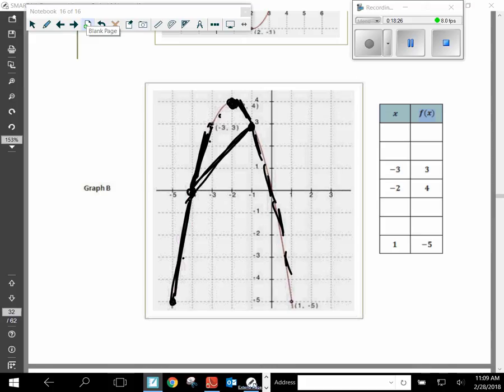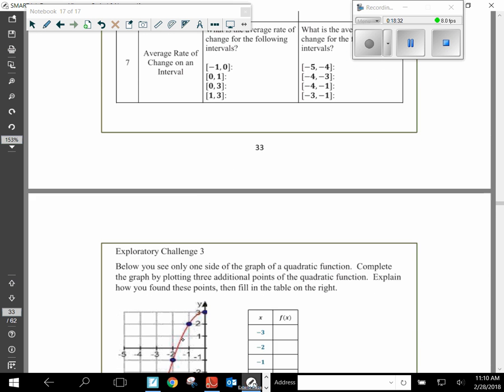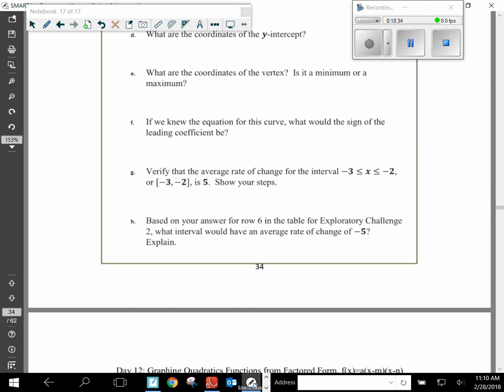First period did not have time to do the last page of the notes. If you have time, go ahead and do it. If not, we will do this tomorrow. If you finish that and you still have more time, please start the homework. If not, just get done as much as you can.